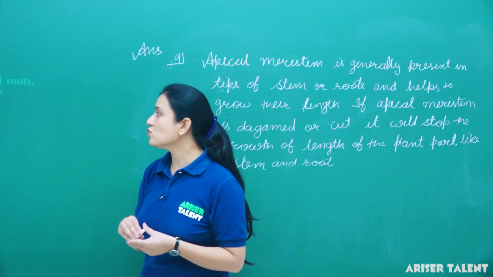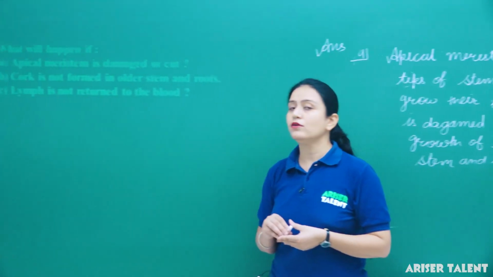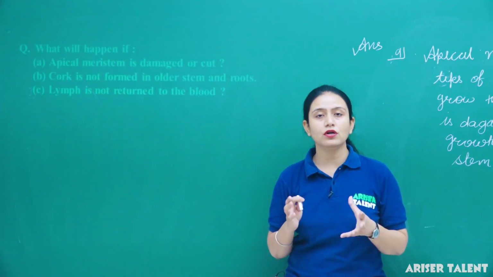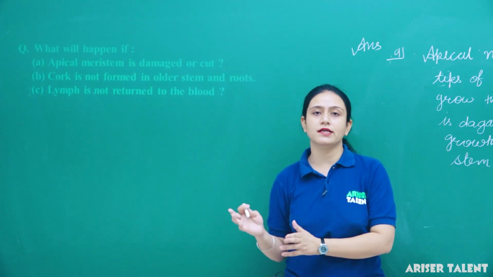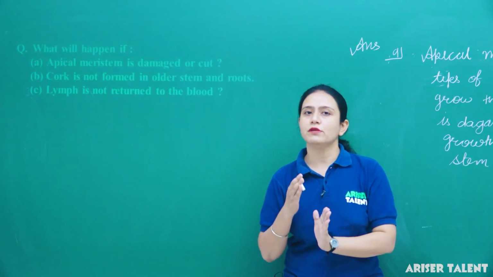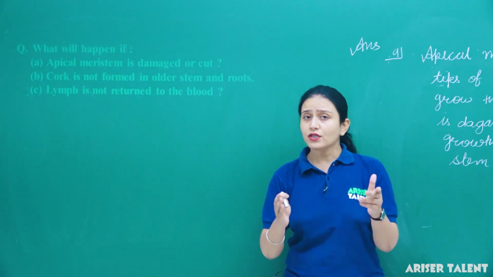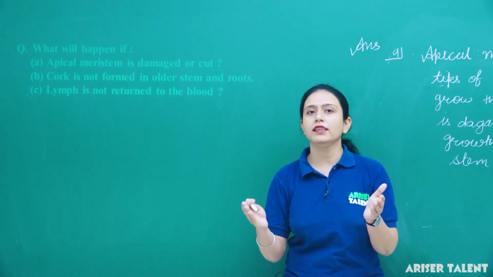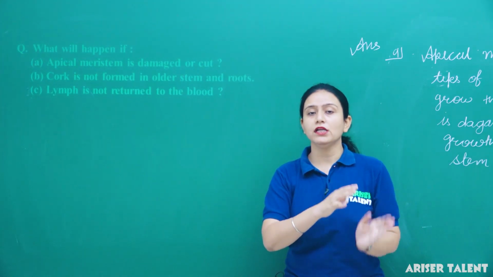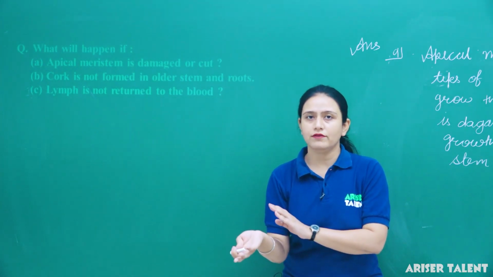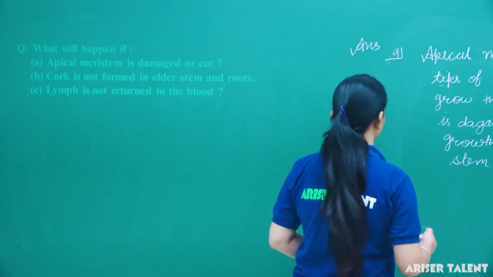Next is, cork is not formed in older stem and roots. If the cork is not formed in the older roots and stems, then the outer tissues will be ruptured due to the increase of growth, and then the interior material will be exposed to infection. Clear? So here we go with the answer.